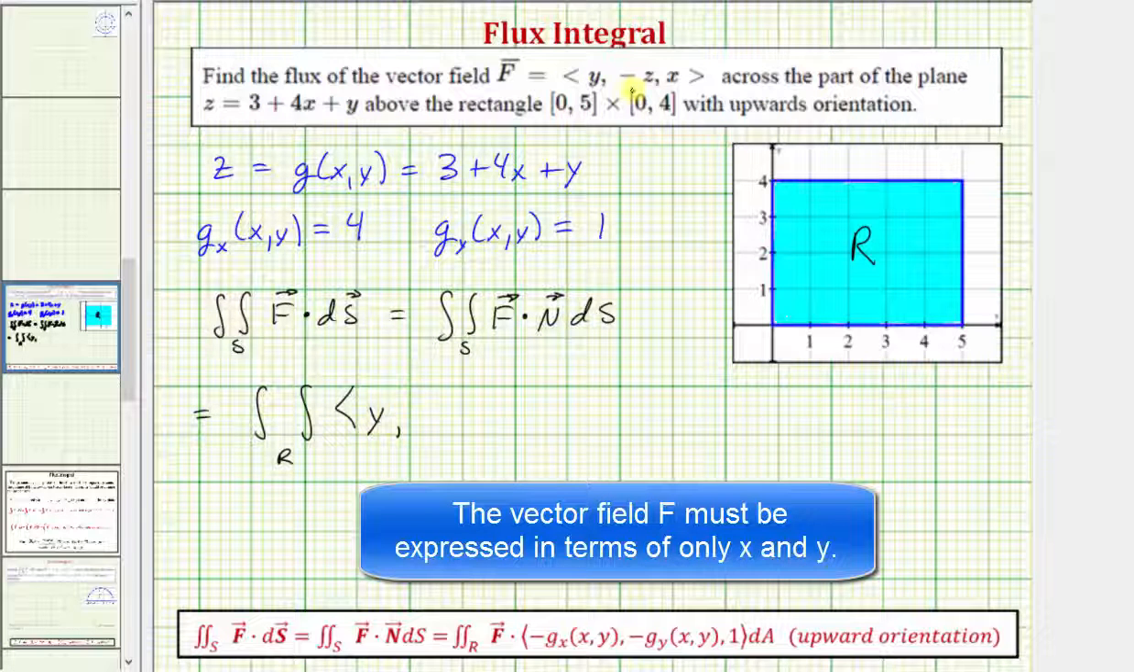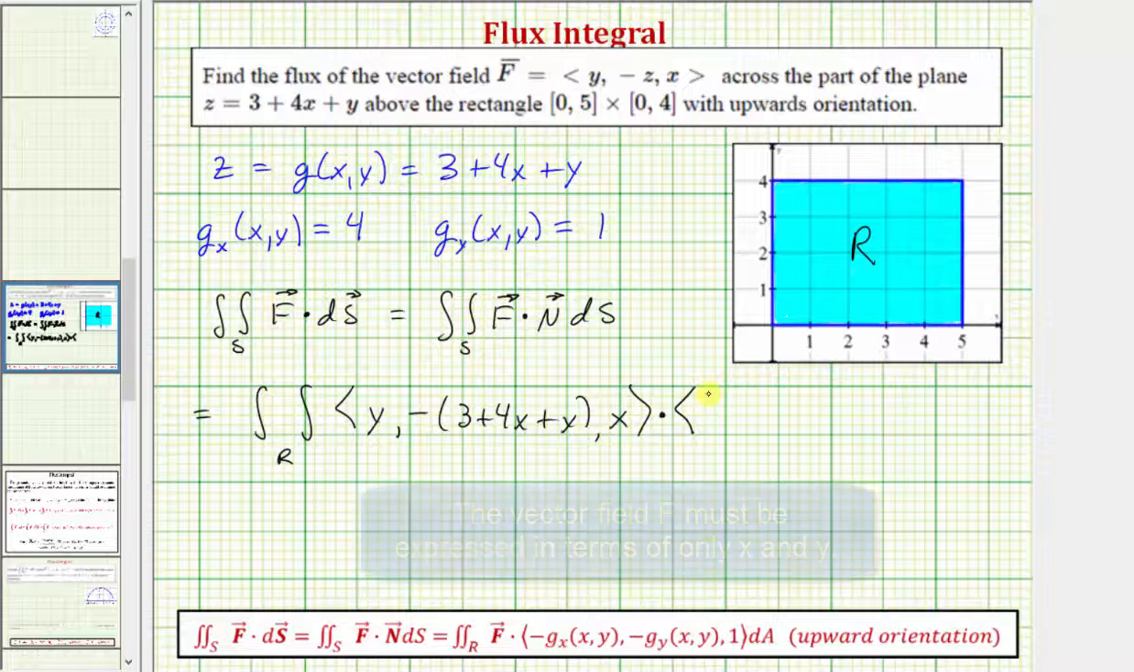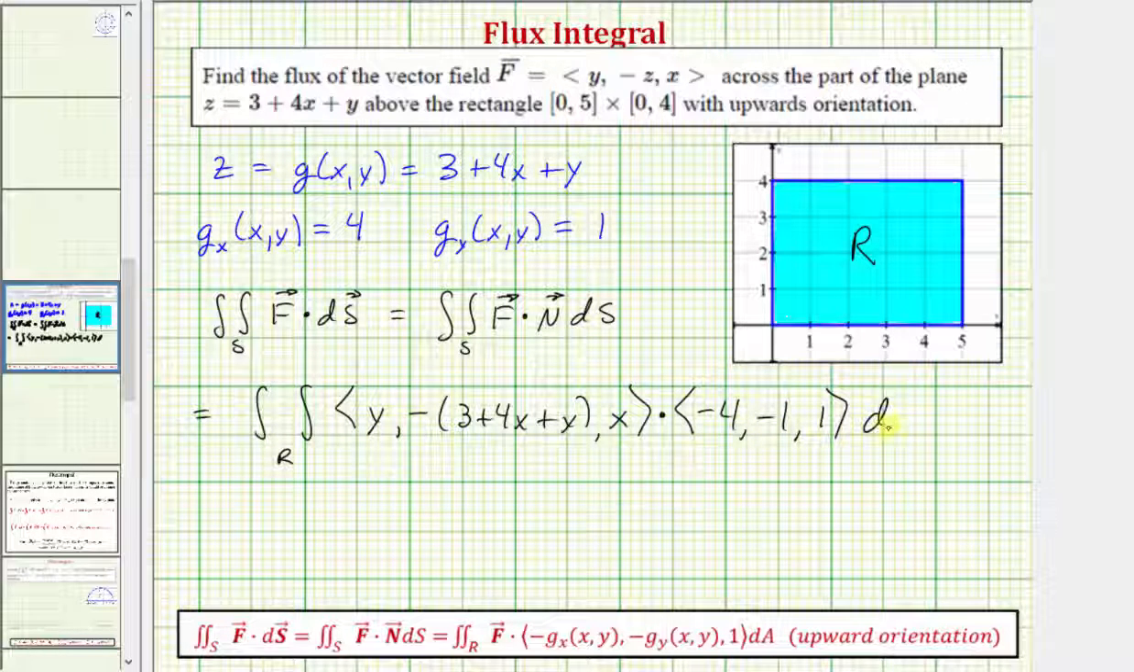And now for the y component, which is negative z, we're going to substitute the quantity 3 plus 4x plus y for z. So we'll have the opposite of 3 plus 4x plus y, and the z component is x, dotted with the vector where the x component is the opposite of the partial of g with respect to x, which would be negative 4. The y component is the opposite of the partial of g with respect to y, which would be negative 1. And the z component is 1, dA.